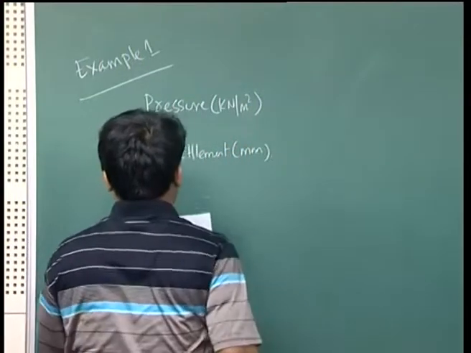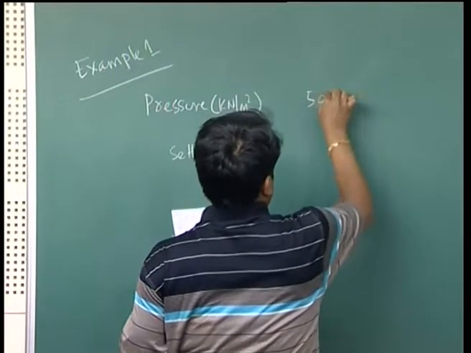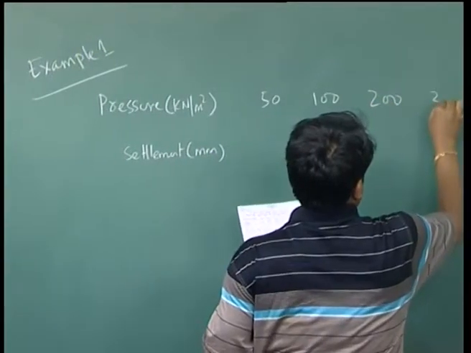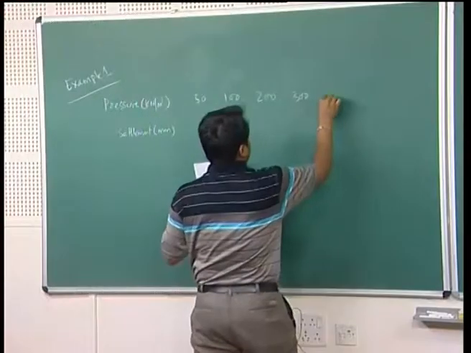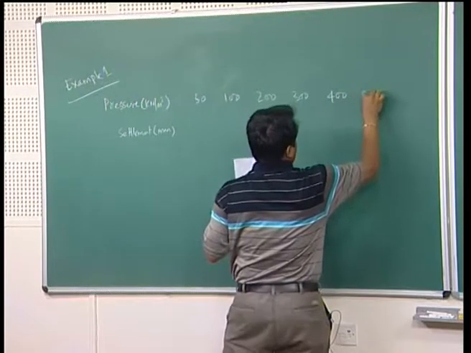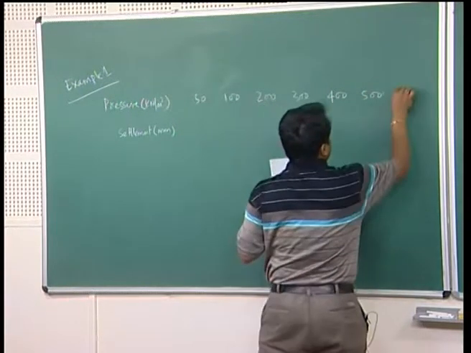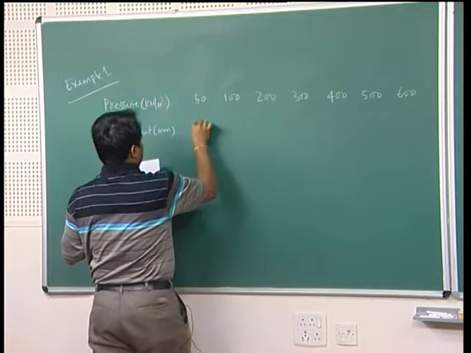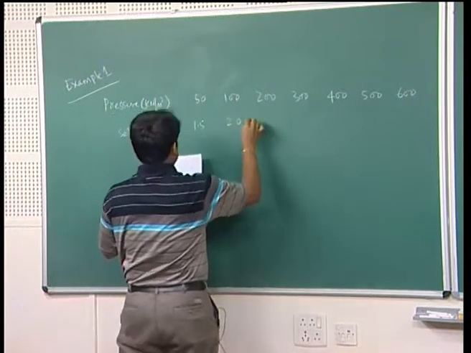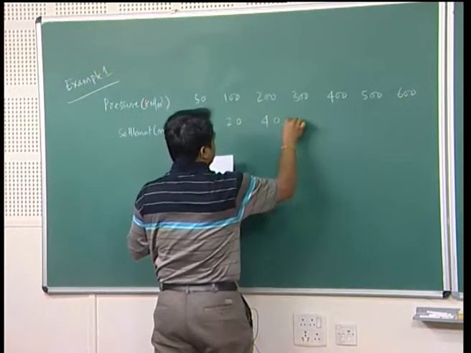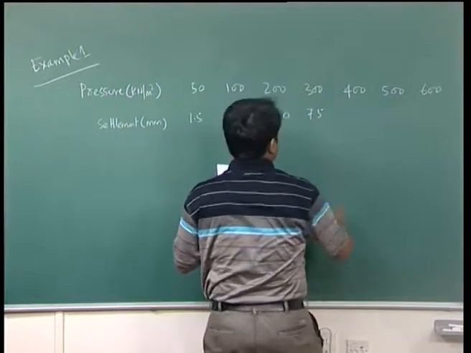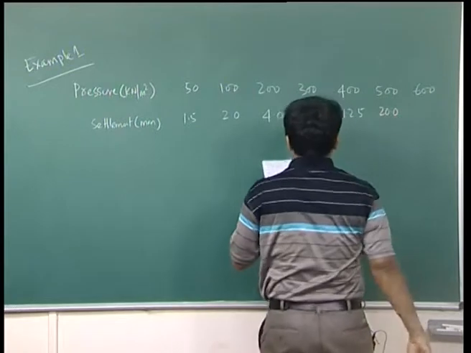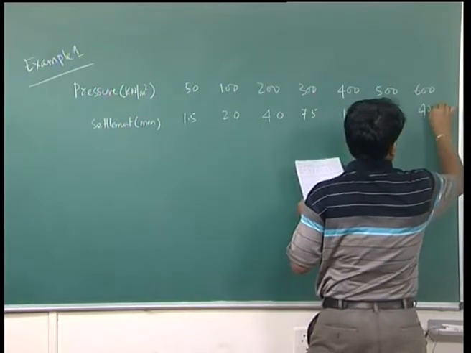in mm. For pressure equal to 50, 100, 200, 300, 400, 500, 600, the settlement is 1.5, 2.0, 4.0, 7.5, 12.5, 20.0 and 40.0.